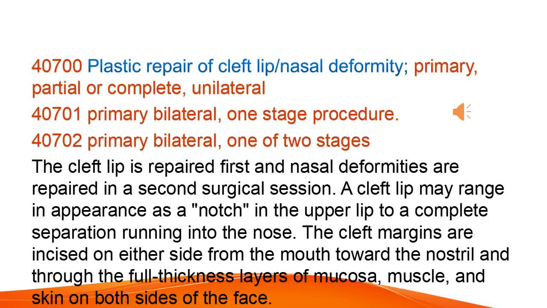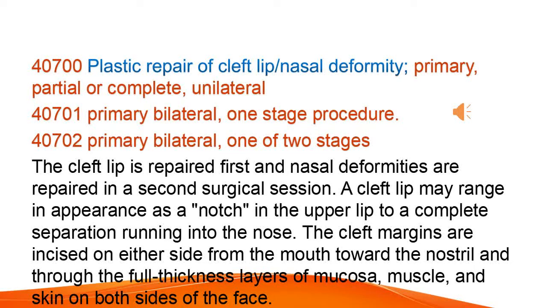Plastic repair of cleft lip/nasal deformity, primary, partial, or complete, unilateral. Primary bilateral, one-stage procedure. Primary bilateral, one of two stages. The cleft lip is repaired first and nasal deformities are repaired in a second surgical session.